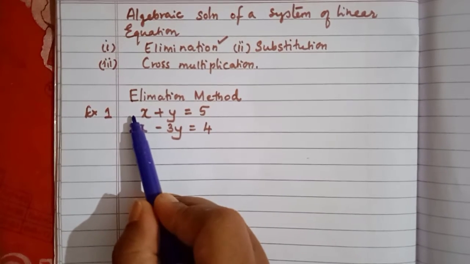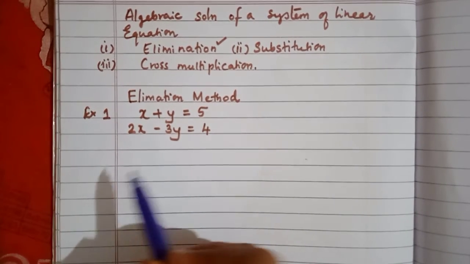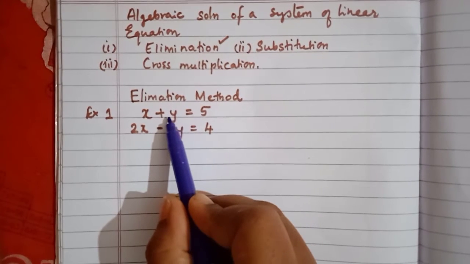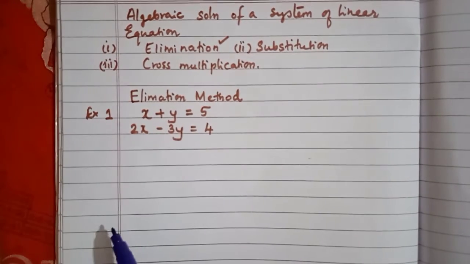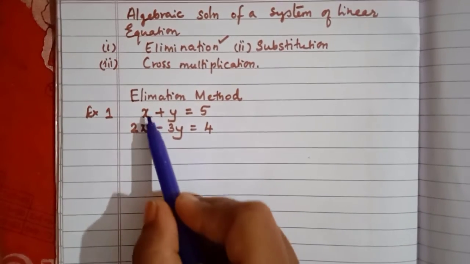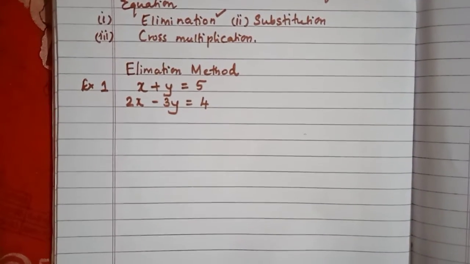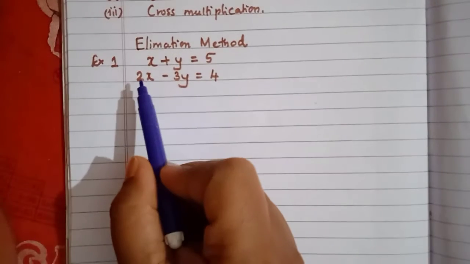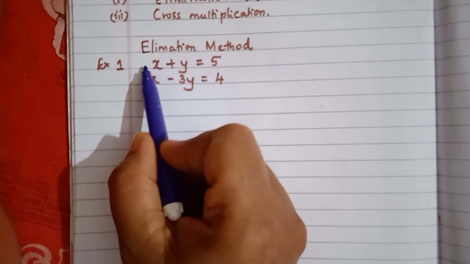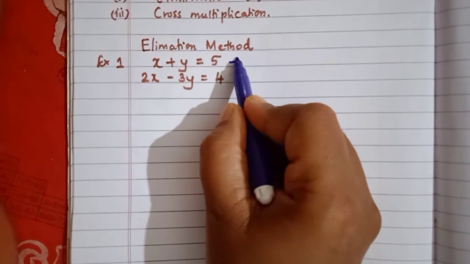When you observe here, you have x and 2x. The coefficient of x is 1 and the coefficient of x is 2 in the second equation. If you see the coefficient of y also, here you have 1 and here it is minus 3. In order to eliminate any one of the variable, we have to make the coefficients same. Now I will teach you how to make the coefficients same. Here you can see the coefficient of x, here it is 2 and here it is 1. So what we need to do here is, you can multiply the first equation with 2.